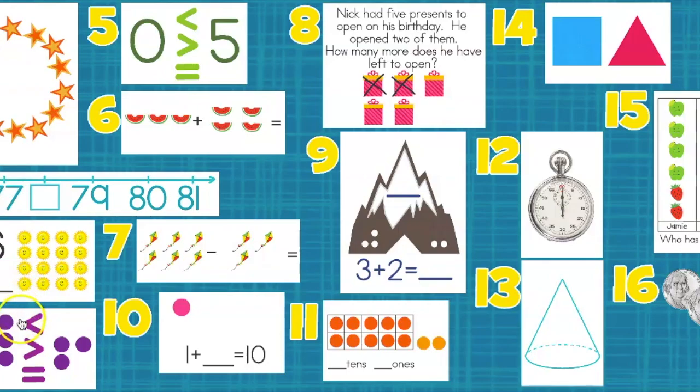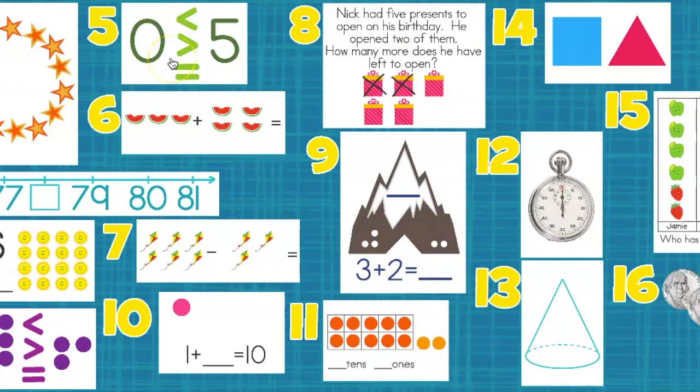All right, let's look down here at number 4. How many dots do you see? 7 dots on this side. And how many dots on this side? 3 dots on this side. So is 7 less than, greater than, or equal to 3? That's right. 7 is greater than 3. So we would put the big monster here eating the side with the 7.